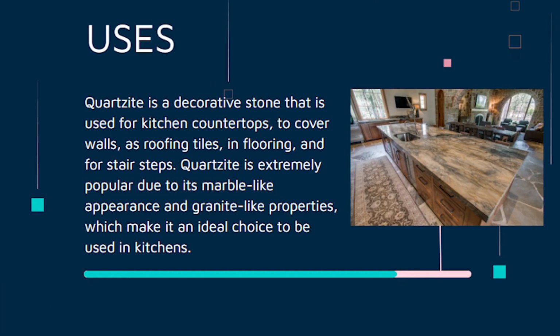All right, so quartzite is a decorative stone that is used for kitchen countertops, to cover walls, as roofing tiles, in flooring, and for stair steps. Now, quartzite is extremely popular due to its marble-like appearance and granite-like properties, which makes it an ideal choice to be used in kitchens. And I'm going to bet that some of you who are listening to this video right now may have a countertop or some tiles that were made out of quartzite and you may not know. So you can always do some investigations to see. That would be really cool.